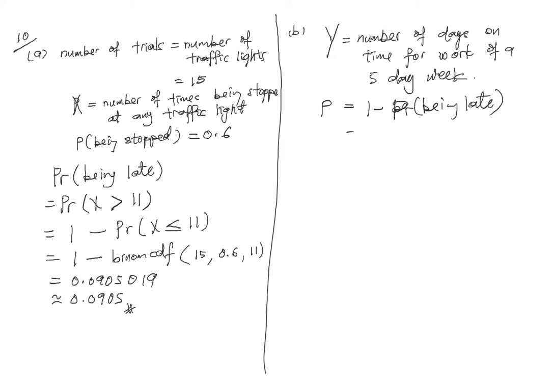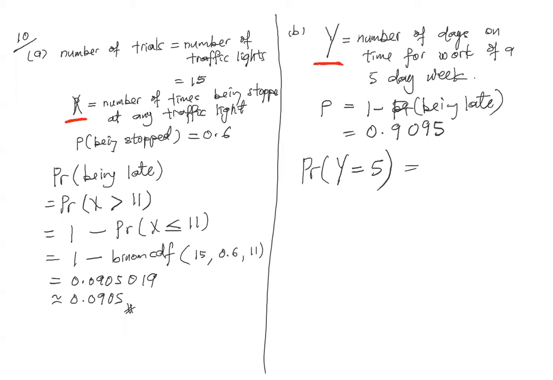Okay, so it's 0.9095. Got it? Find the probability be on time for work each day. So that means my probability of my Y equal to 5. So you see, I use different variable. See or not? I use different variable. I define. Okay, so do you get the answer?